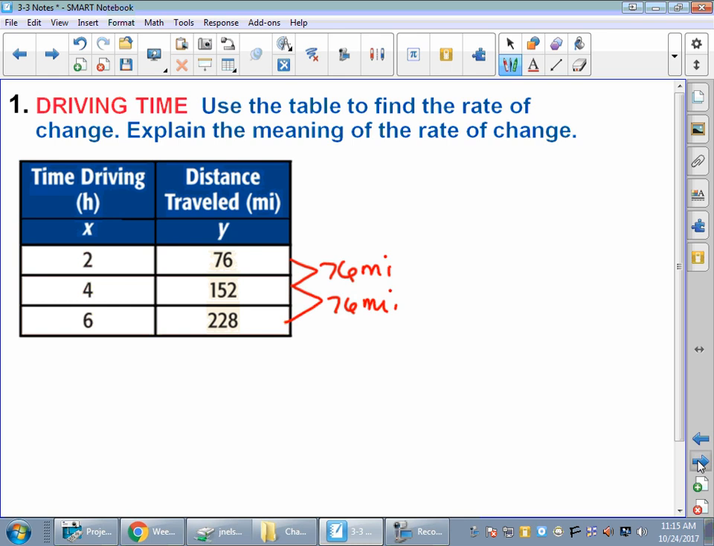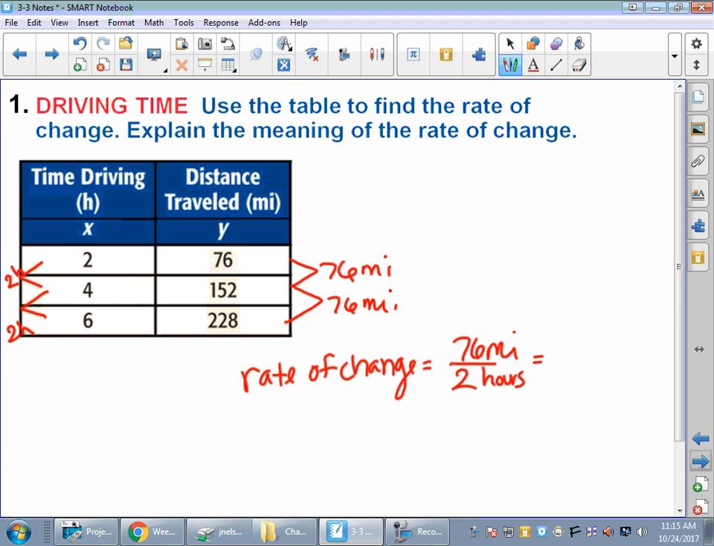And then if I look at my x values, between 2 and 4, that increased by 2 hours. And then from 4 to 6 is 2 hours. So it also increased each time consistently. So my rate of change here is the change in y, which is a positive 76. It increased by 76. And then my change in x was 2. So 76 miles every 2 hours. And actually we can simplify that because 2 goes into 76. That's 38 miles per every hour. And so that's what explains the meaning of this rate of change. This person is traveling at 38 miles per hour between these different driving distances.